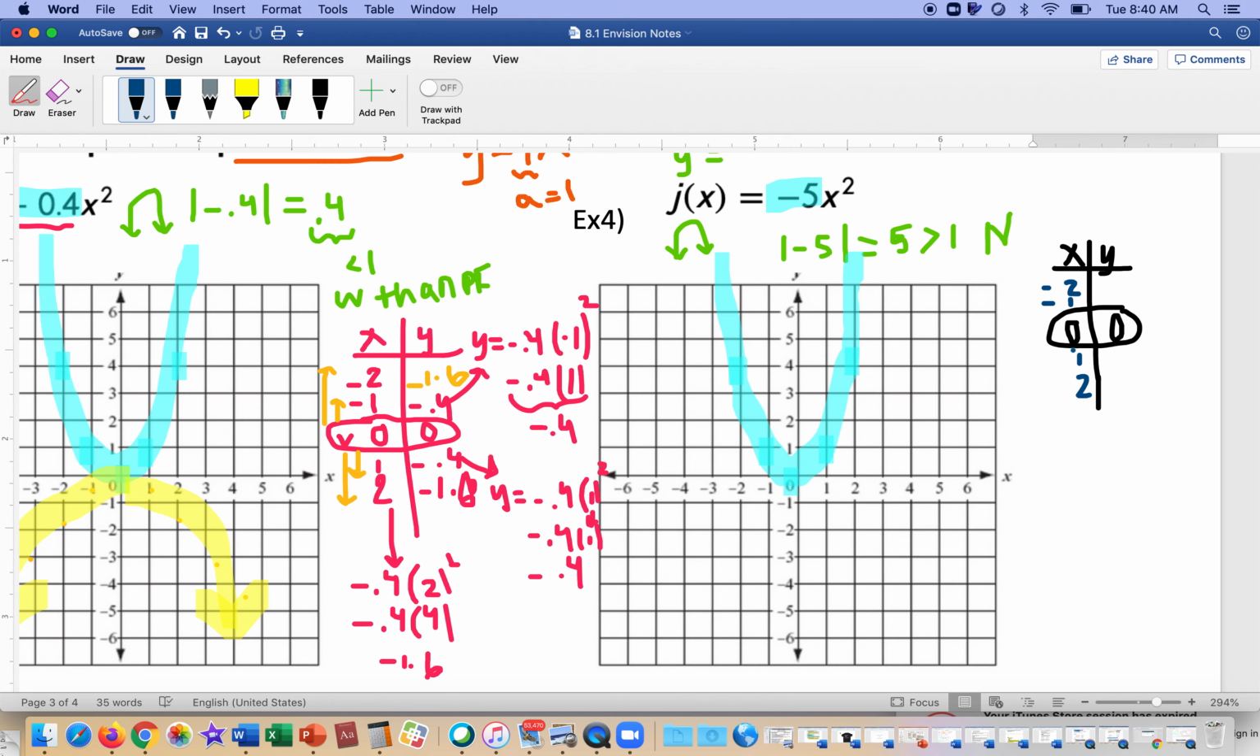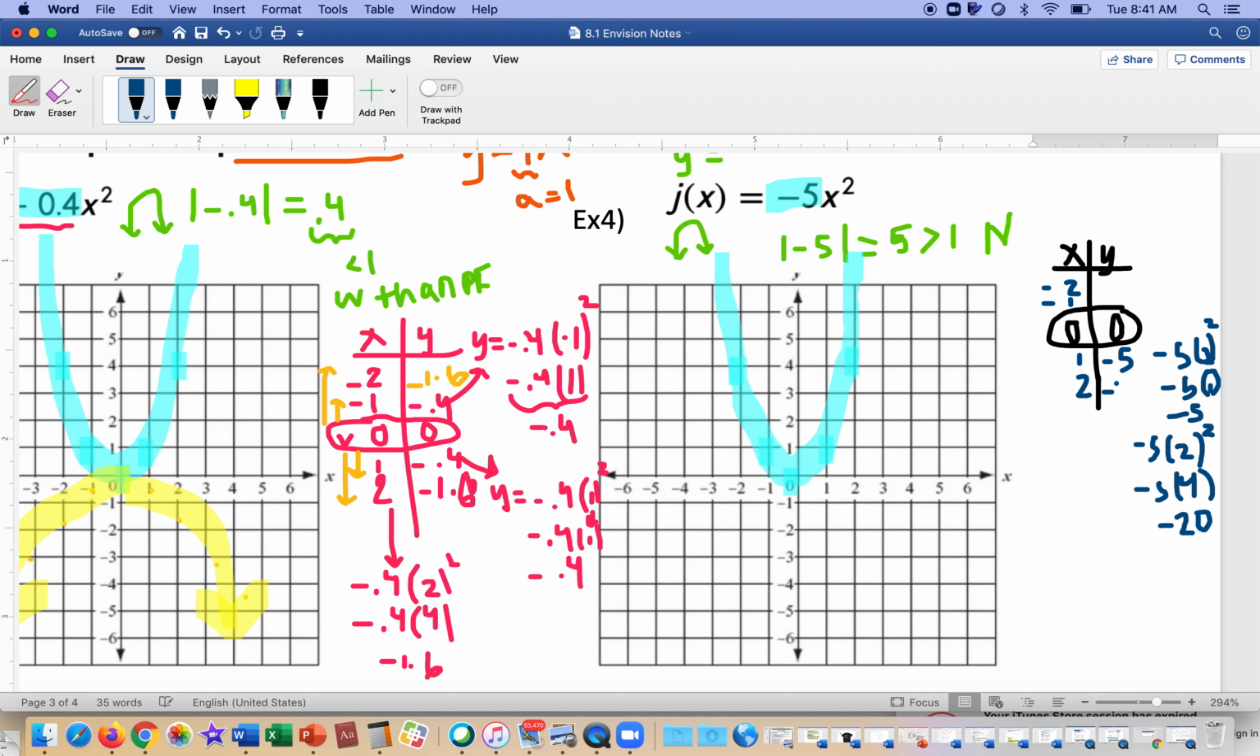Now, I'm going to plug in positive 1. So if I plug in 1, 1 squared is 1, right? And negative 5 times 1 is negative 5. If I plug in 2 for x, we always use parentheses when we plug in. 2 squared is 4. And 4 times negative 5 is going to get us negative 20.